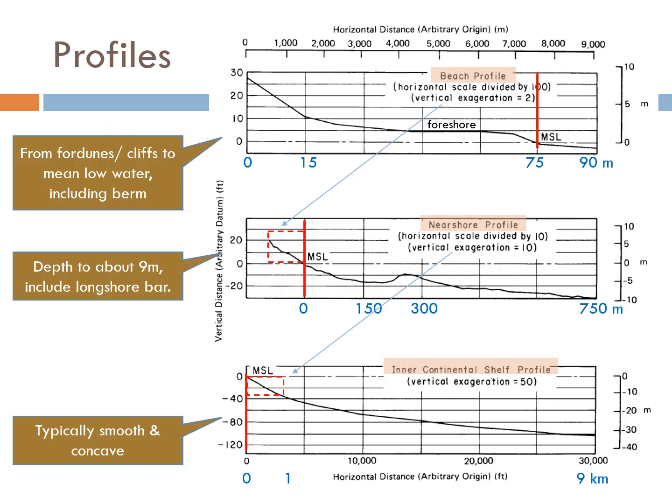Right now, let's look at the coastal profiles. We have three figures here, which we will look at one by one. The first one is the beach profile, the second one, the nearshore profile, and the third one, the continental shelf profile. For each of the figures, we have the vertical scale and also the horizontal scale.